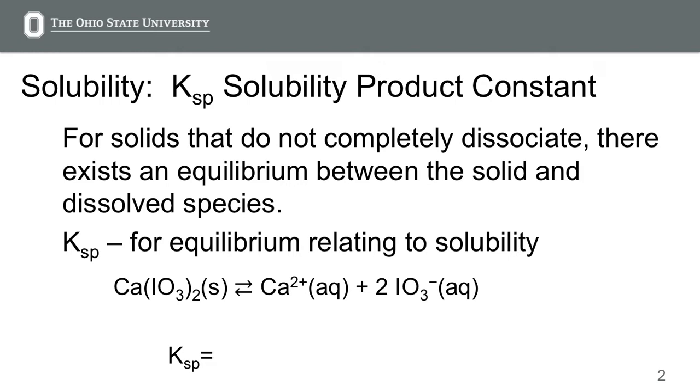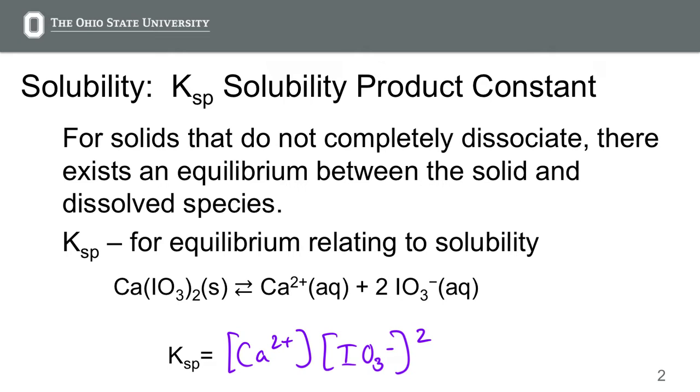And so we can fairly readily write an equilibrium expression for, for instance, the solubility of calcium iodate. So if we write that out, KSP is going to be equal to the concentration of the calcium ion times the concentration of the iodate ion. And because that has a stoichiometric coefficient of 2, we need to square that.